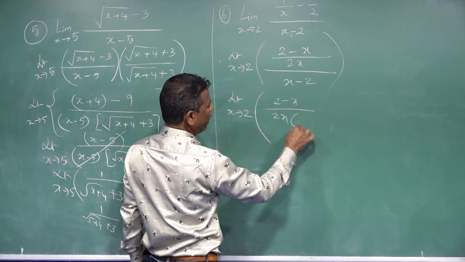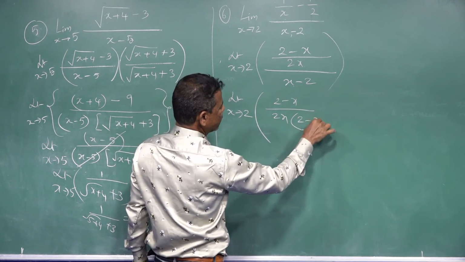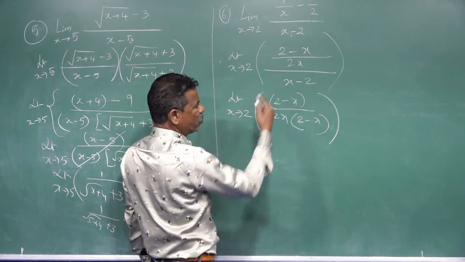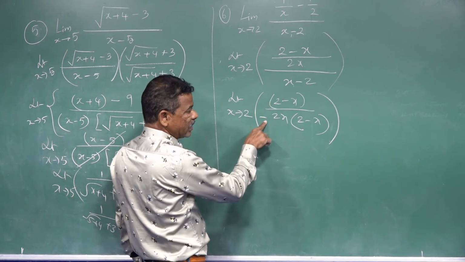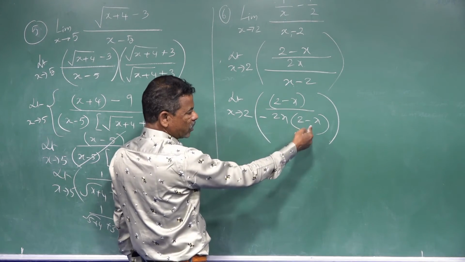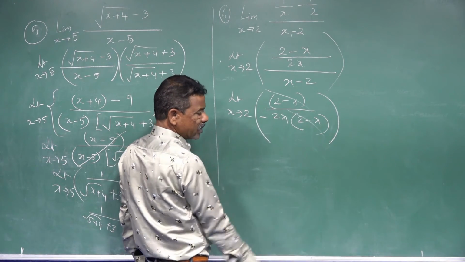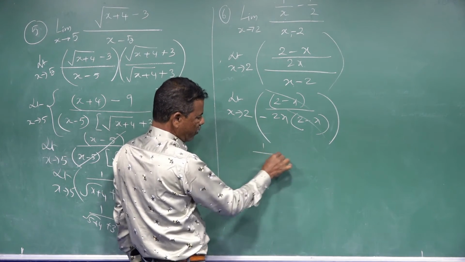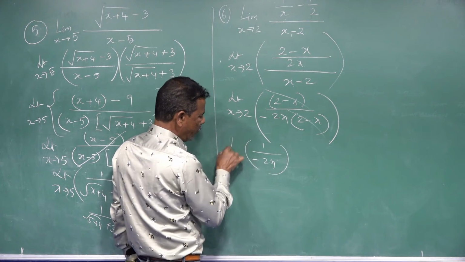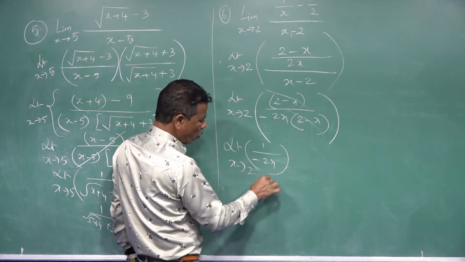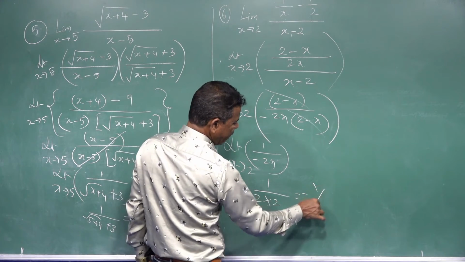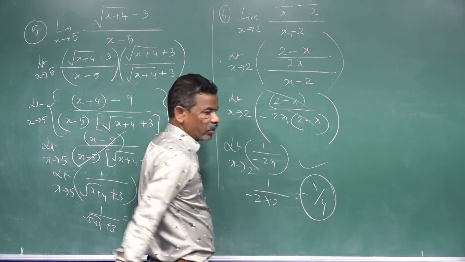In the denominator, we take minus common outside from x minus 2, and 2 minus x will come. 2 minus x and 2 minus x get cancelled. Next, 1 by minus 2x, whereas limit x tends to 2. 1 by minus 2 into 2. It is equal to minus 1 by 4, which is the right answer.